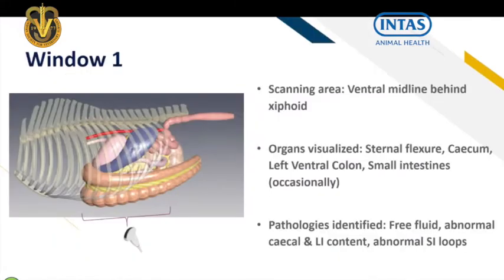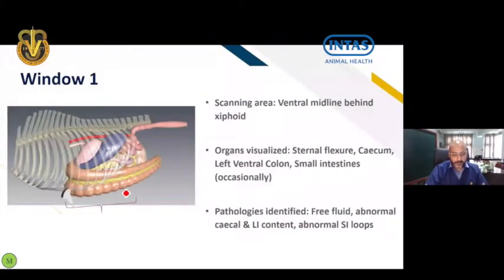Now covering these windows, window one, the scanning area is the ventral midline behind the xiphoid. That's on the ventral side. The organs visualized would be sternal flexure, cecum, left ventral colon, small intestines. These are the organs which normally you see. Then pathologies identified are free fluid, abnormal cecal and large intestine contents, and abnormal small intestinal loop. Now how has this to be scanned? Look at here. This is the direction of the scanning on the ventral side, window one.